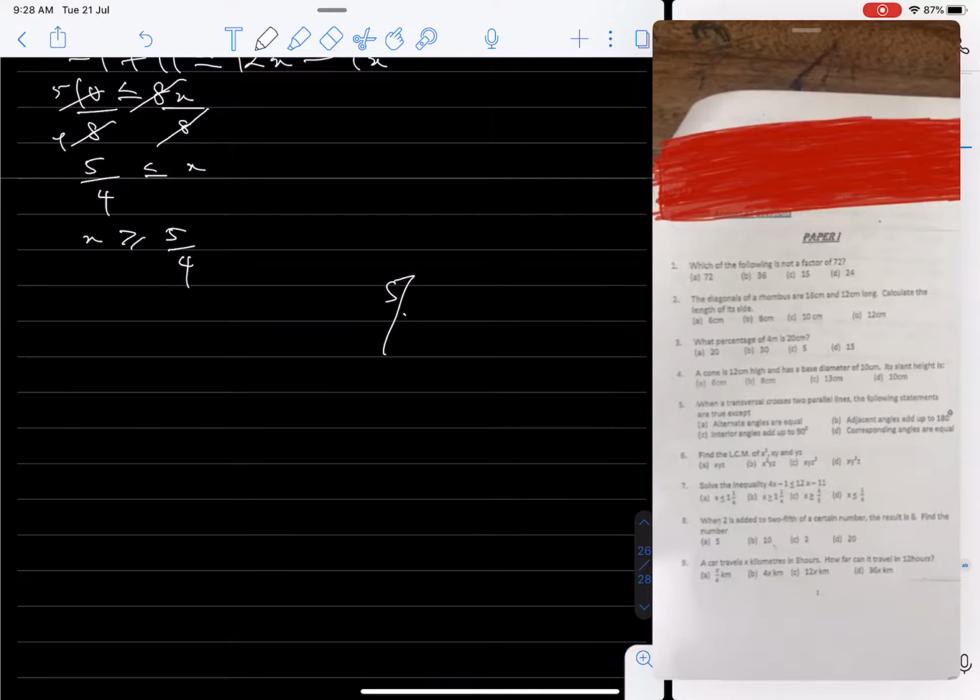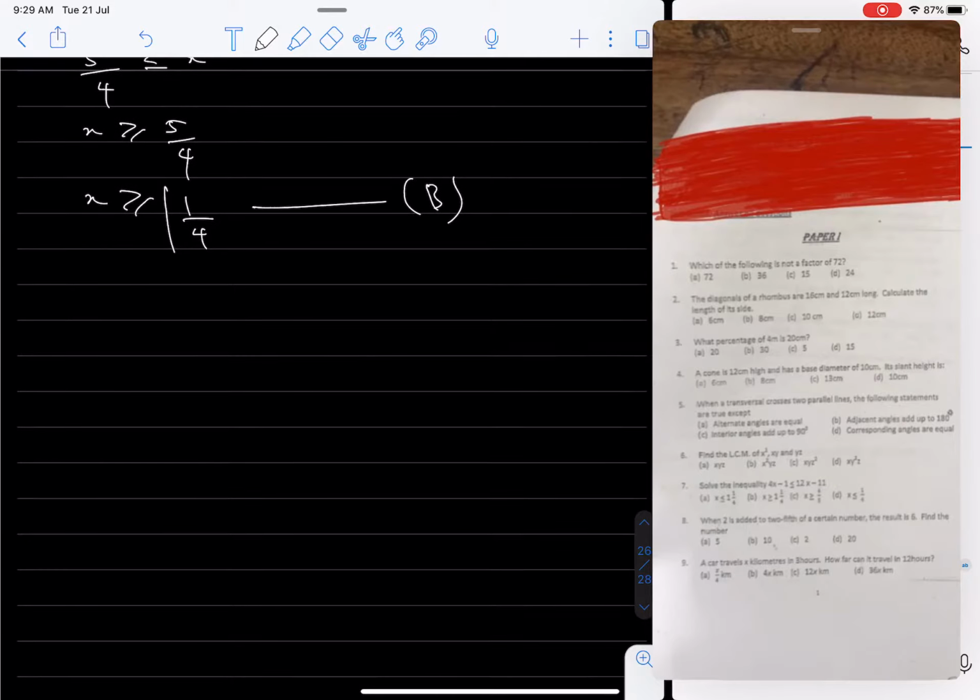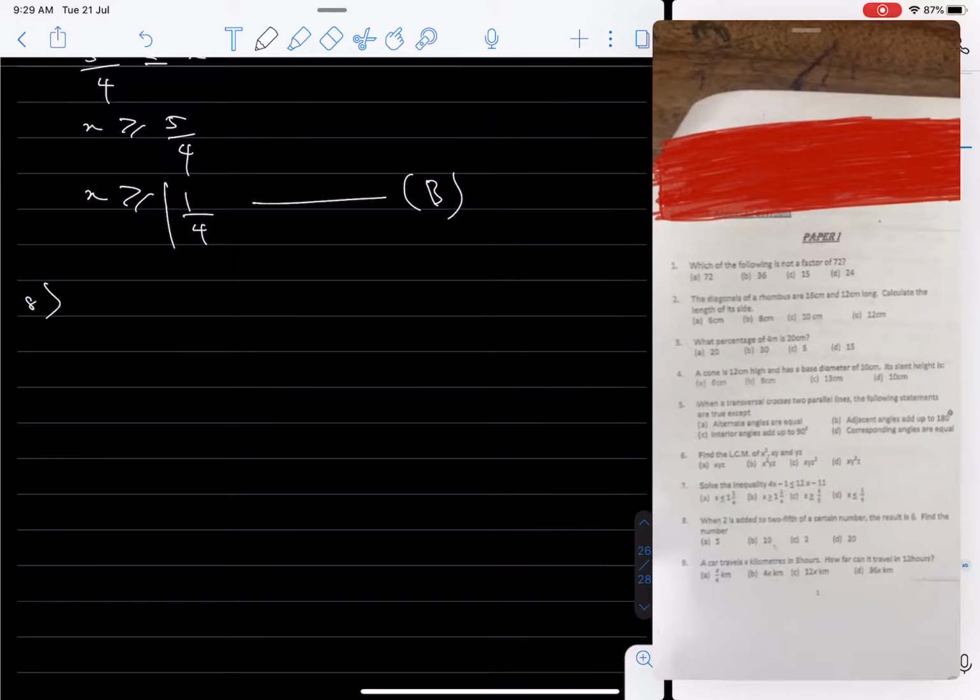So if 5 over 4 is less than or equal to x, that means x is greater than or equal to 5 over 4. Whatever a number is less than is bigger than that number. That's it, which is the same as, if you like, you can write that as x greater than or equal to 5 over 4. The correct option is B. You can check the questions yourselves for clarity if you can see them here clearly enough.